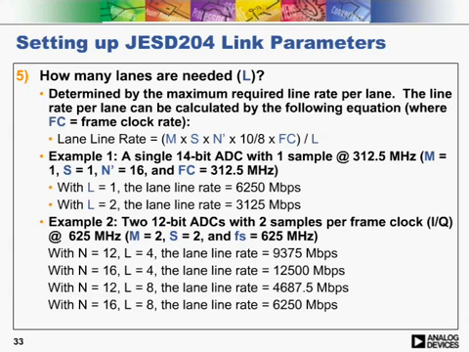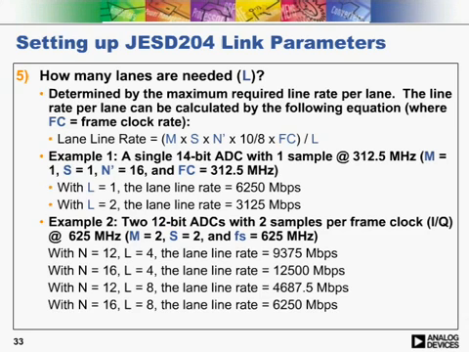3125 megabits per second. Consider now two 12-bit ADCs with two samples each, as in an IQ system, with sample rate equal to 625 megahertz. Here we have M equal to 2, S equal to 2, and Fs equal to 625 megahertz. With N equal to 12 and L equal to 4, the lane line rate would equal 9.375 gigabits per second. With N equal to 16 and L equal to 4, the lane line rate would equal 12.5 gigabits per second.